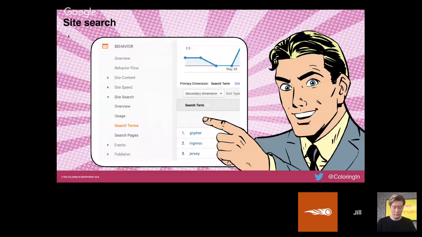Now, I use this to see if I've got a usability problem. Like if I can see that people are desperately searching repeatedly for a particular product or service that should actually be really obvious on my website, I have a user experience problem.